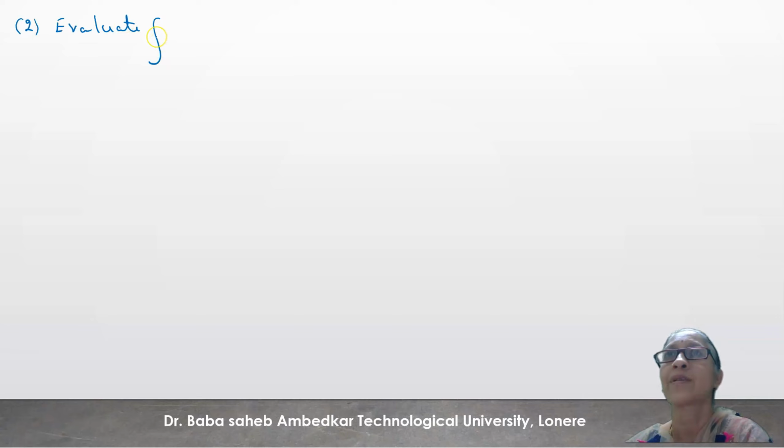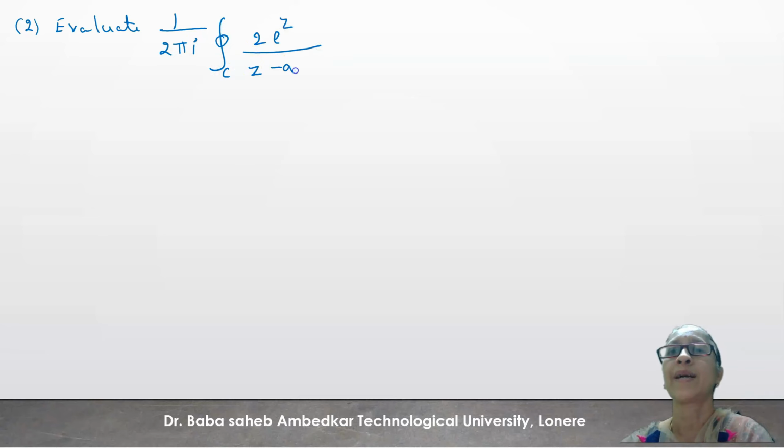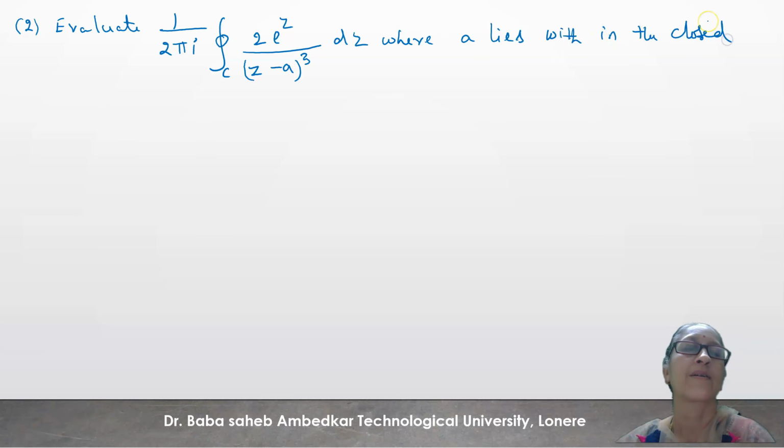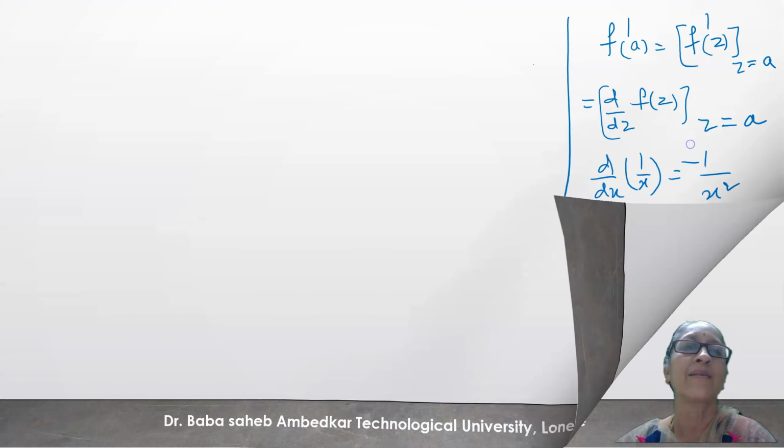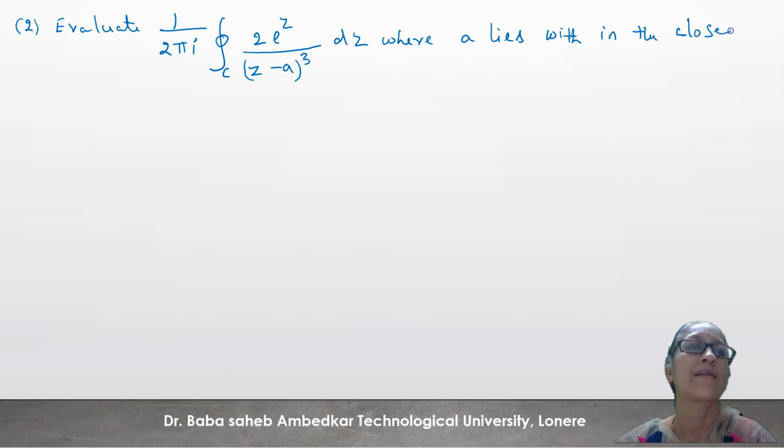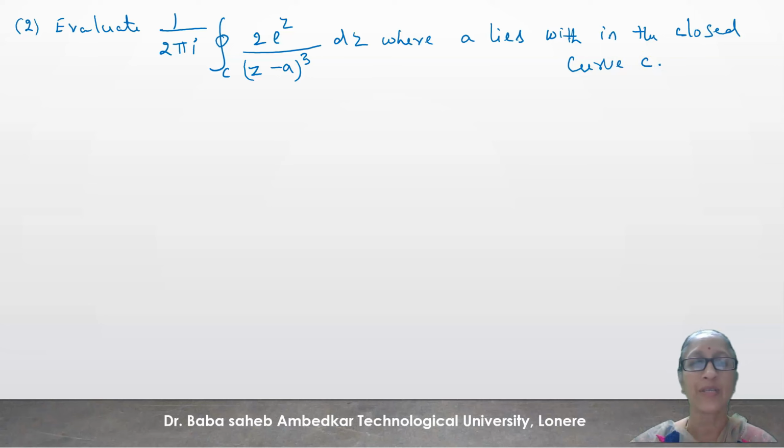Evaluate the contour integral, here before this integral 1 by 2 pi i is given. Evaluate 1 upon 2 pi i contour integral of 2 e power z by (z minus a) whole cube dz, where a lies within the closed curve C. Here the closed curve is not particularly given, but a lies within the closed curve C. So if this point lies within the closed curve C, then we have to apply the same formula whatever we have applied in our previous question.